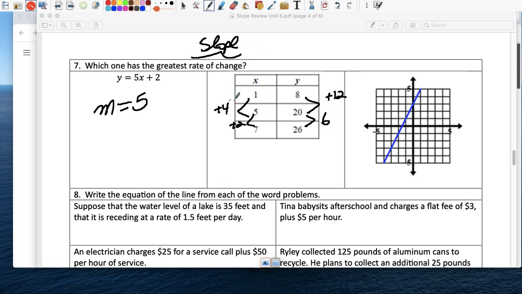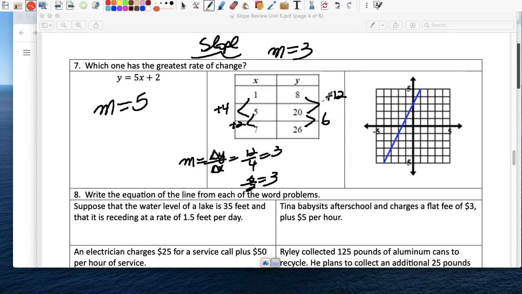So you'll notice that it doesn't matter which pair you choose, the 12 and 4 or 6 and 2. If you do change in y over change in x, the slope, if you pick 12 and 4, you get the slope is 3. If you pick 6 and 2, you also get the slope is 3. So for the second one, the slope is 3.